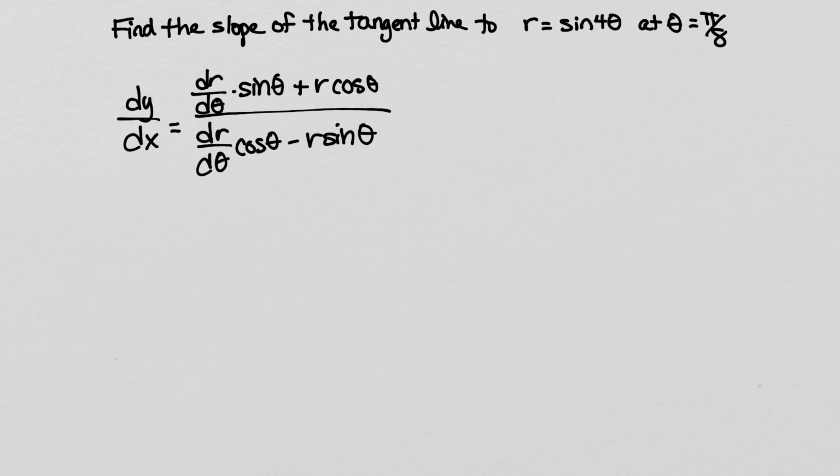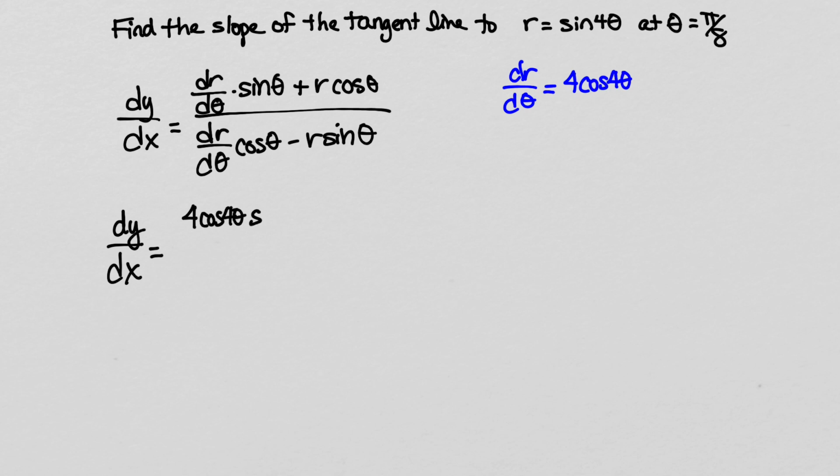So you guys are finding dr/d theta? That's what you're thinking. Ah, yeah, you got chain rule going on, right? Chain rule. Derivative of the outside times the inside. What'd you guys get? 4 cos 4 theta? Derivative of sine is cosine. Derivative of 4 theta is 4. R is sine 4 theta.